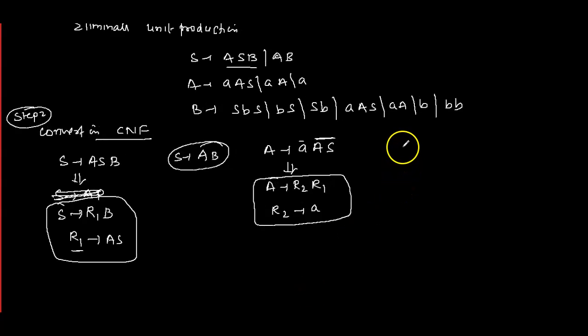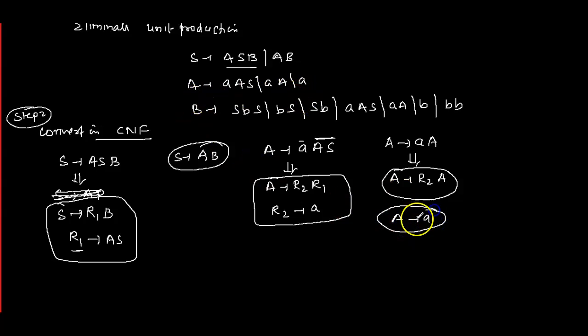Any doubt in this? No. Now A derives small a and capital A. The small a, already I have written the name R2, and this is capital A. Both are non-terminal only. R2 is equal to small a, no need to write again because R2 is already written here. So this is in the form of CNF. Now A derives small a is already in the CNF, but I mark it in a circle so you will not forget.